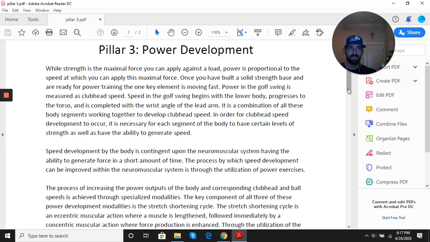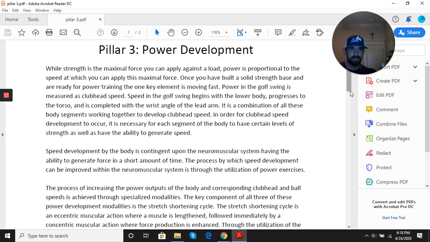And then we need to be able to carry that over to the golf swing, which to a degree comes more on the teaching side. So power in the golf swing essentially is measured as club head speed. This begins with the lower body first, progressing to the torso, leading to the arms, hands, wrists, and then eventually the club head. So again, how we sequence the golf swing plays a big part in this, but we're going to talk about this more from the physical development side than the mechanics of the swing side.